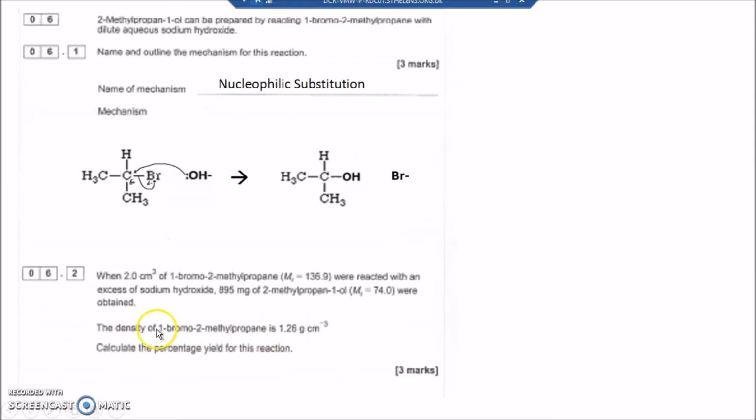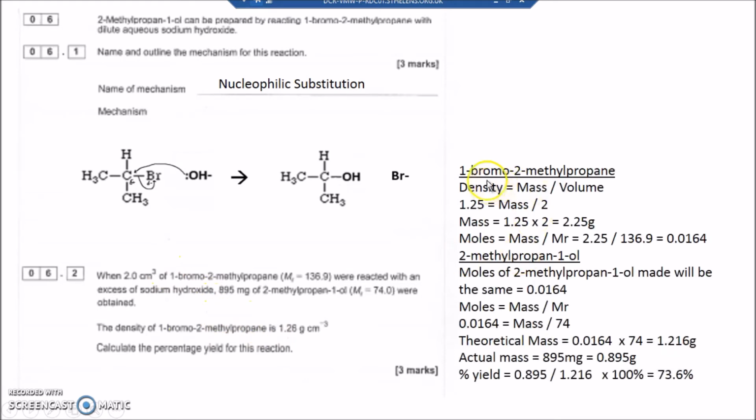Density, I've got. Have I got the mass of the 1-bromo-2-methyl propane? No, I haven't, but I've got its volume. So I've got density and volume of 1-bromo-2-methyl propane. I must have density as mass over volume. I've got density, I've got volume, I must have to work out mass. So let's have a look at this calculation now.